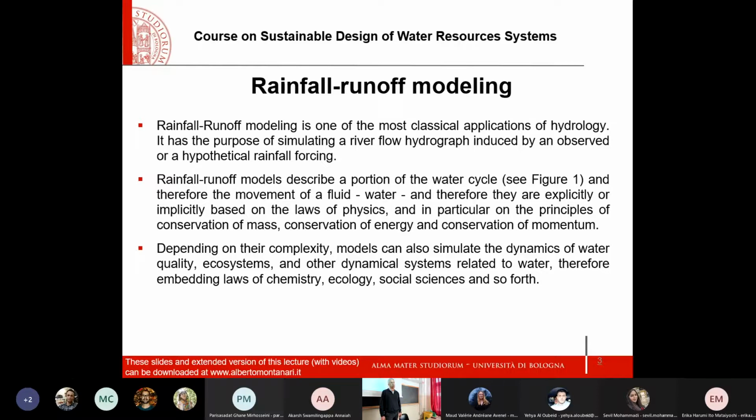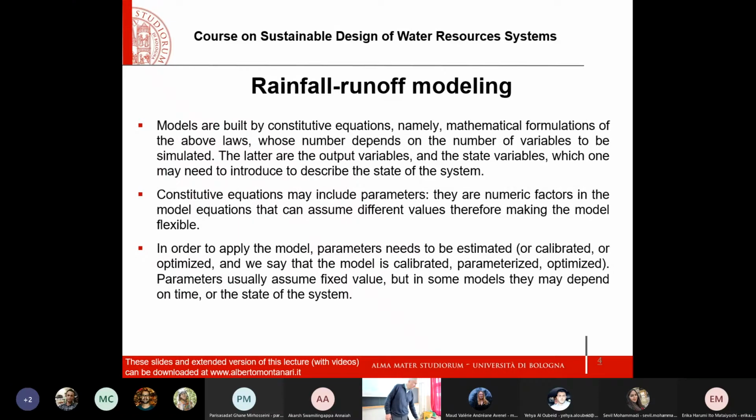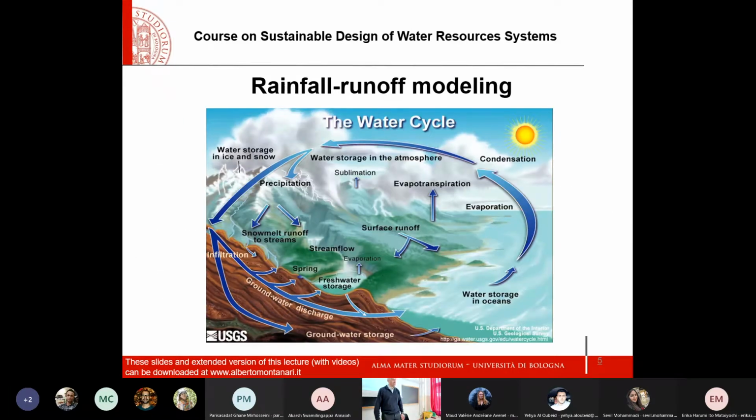And this is why this branch of hydrology, water resources management, is so popular. What is a rainfall runoff model? It's a model that describes a portion of the water cycle. This is a very classical figure of the USGS, United States Geological Survey.